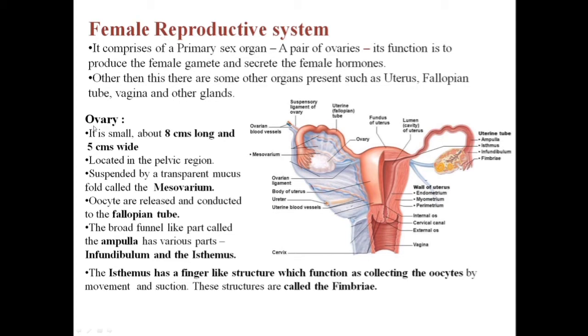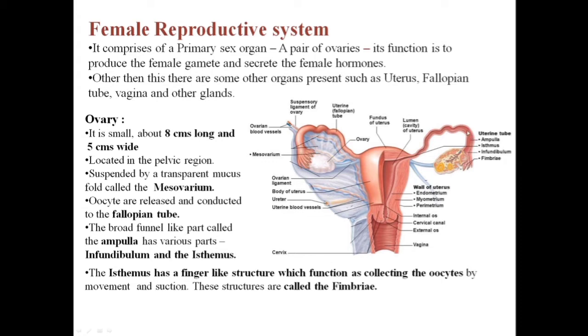Starting with the ovary, they are intra-abdominal in nature. It is a small almond-shaped structure about 8 centimeters long and 5 centimeters wide, located in the pelvic region, that is in the abdominal cavity. They are suspended in this region by a transparent mucus fold known as the mesovarium. So it is held in place by the transparent fold called the mesovarium. The oocytes are released from the ovaries and conducted through the fallopian tube.